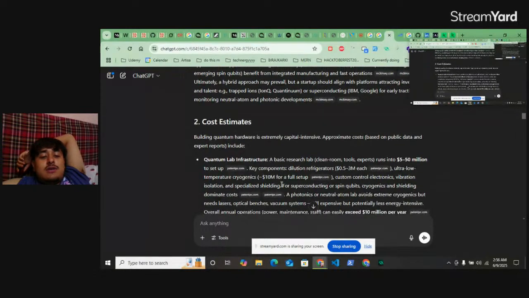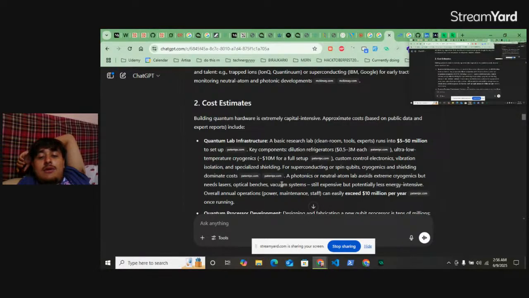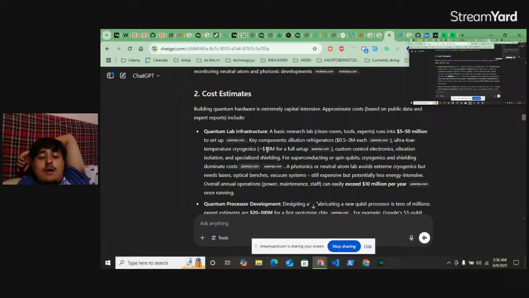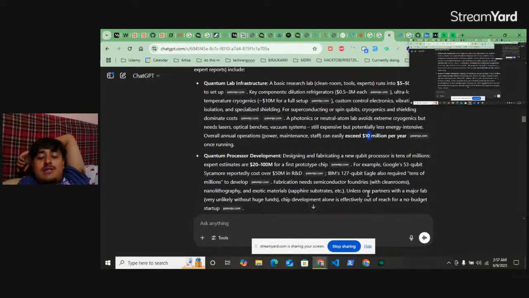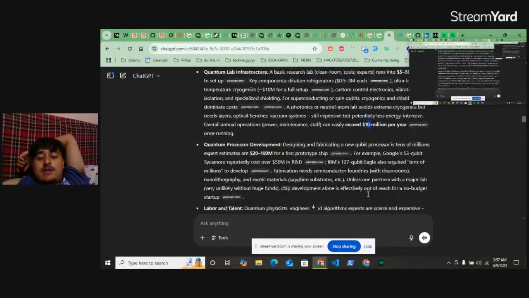Okay, cost estimate. Building quantum hardware is extremely capital intensive. Approximate costs depend on public data and expert reports. A basic lab costs 5 to 50 million to set up key components. Ultra full setup, oh my god. Overall annual operation, power, maintenance, and staff can easily exceed 10 million dollars. Quantum processor development, designing and fabricating a new qubit processor, is tens of millions. Expert estimates are 20 to 100 million for a first prototype chip, for example.